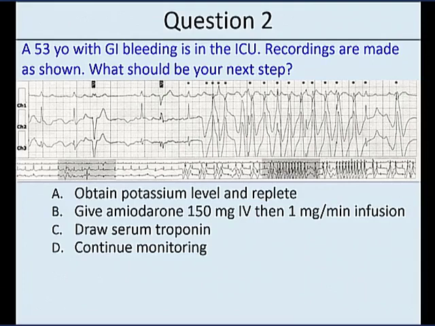He has these recordings shown, and what should be your next step? Get potassium level and replete it, give amiodarone and then an infusion, draw serum troponin, which is always going to be abnormal in the ICU, or continue monitoring.